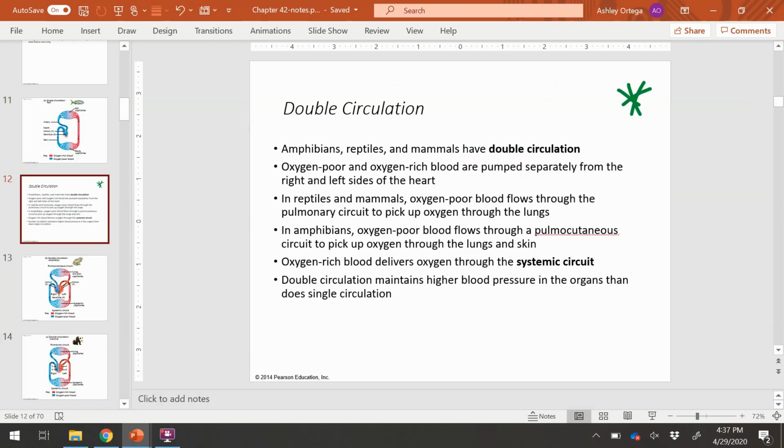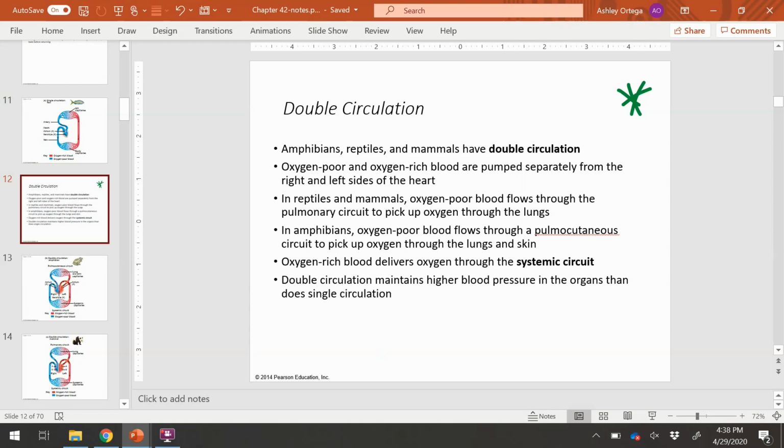Now let's take a look at double circulation. In terms of double circulation, amphibians, reptiles, and mammals all have the circulation pathway. And so in this pathway, oxygen-poor and oxygen-rich blood are going to be pumped separately from the right and the left sides of the heart. And in reptiles and mammals, oxygen-poor blood will go to the lungs or the pulmonary circuit. In amphibians, it will actually go through a pulmocutaneous circuit through the lungs and the skin. And so we'll see that here in just a moment in picture form.